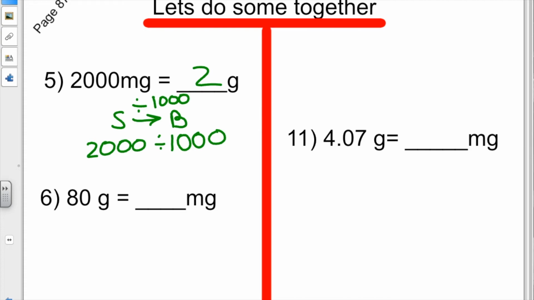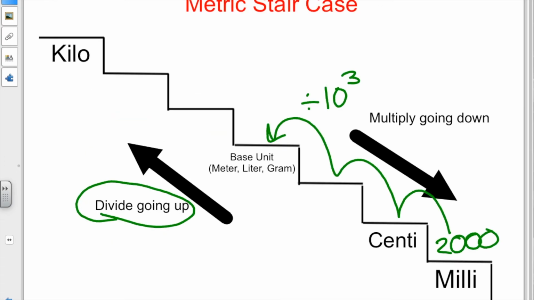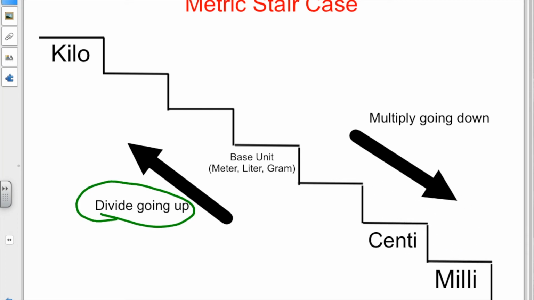Well, let's look at problem number 6 now. Here we have grams, which are bigger, and going to milligrams, which are smaller. So big to small, we need to multiply. So let's go back to our metric staircase. We have 80 grams to milligrams. 80 grams, we're going down to milligrams.